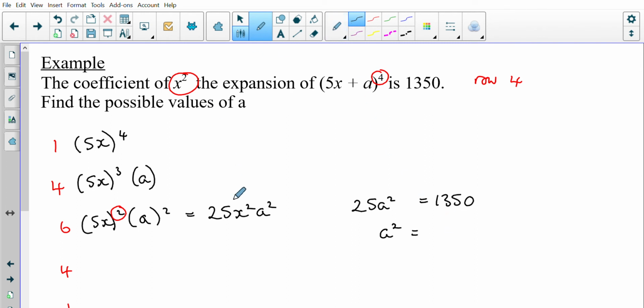What have we forgotten to do here? We've forgotten to multiply by the 6 there. So actually we need to times that by 6. So instead of 25 there, you may have spotted that already, instead of 25 there we're going to get 150 a squared is 1350, a squared is 9, so that gives me values of a of plus or minus 3.